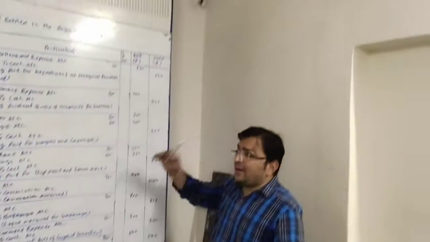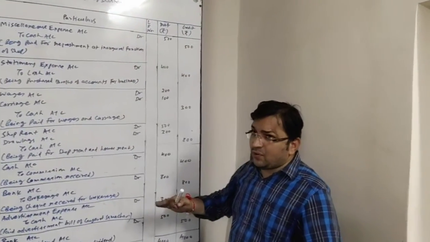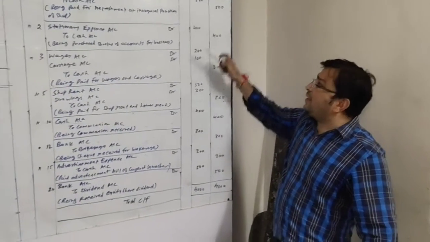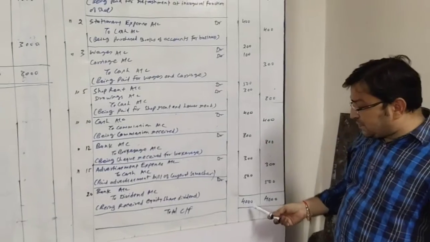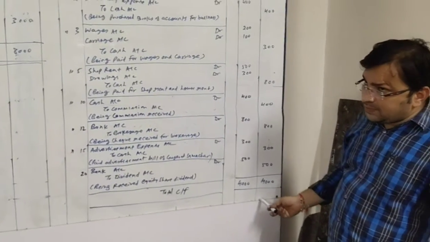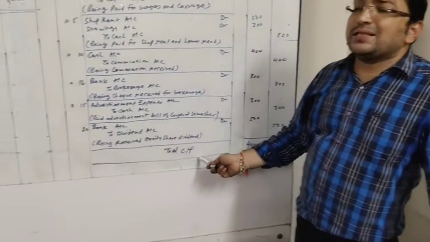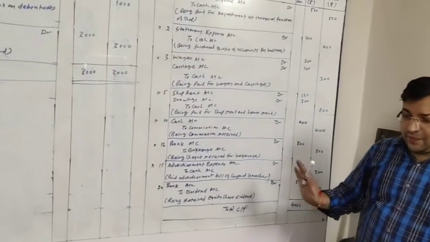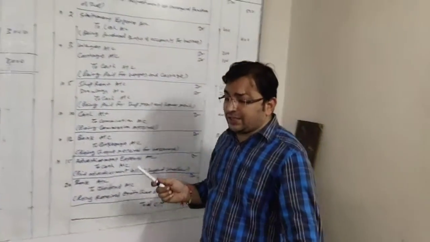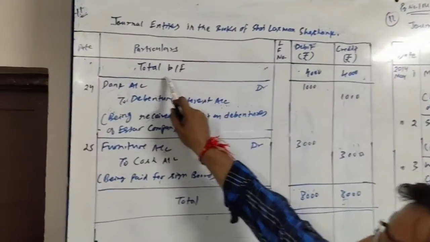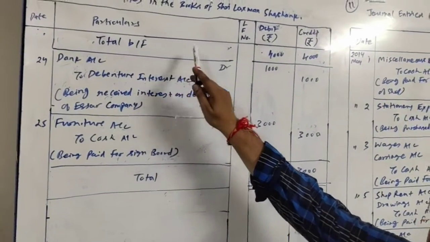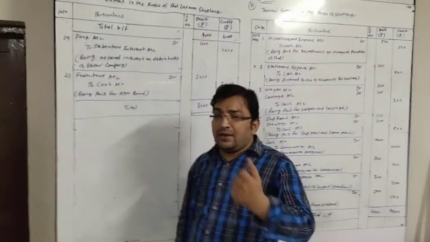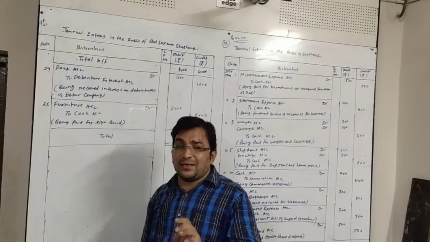Okay, look friends, here my page gets over, so I will make a total. Sum is yet to be finished, but I will have to make a total to carry forward it to the next page. Here total comes rupees 4,000, both the columns, and here I will be writing total C/F. What is that? Total carried forward. You can write in full. Total carried forward, and this total we will carry to the next page. Here it is total B/F. BF means brought forward. Total brought forward 4,000 and 4,000.